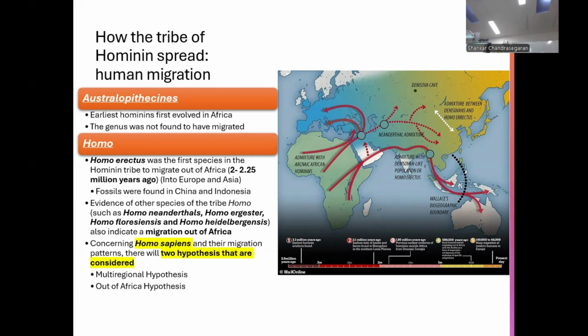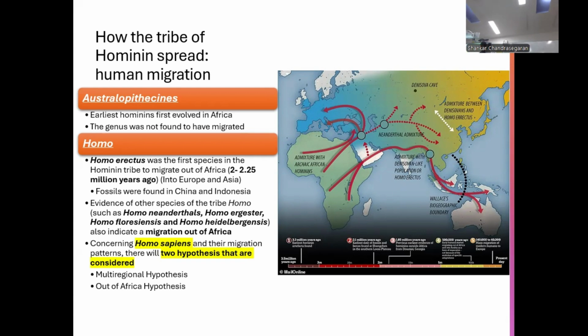So first, let's look at the genus that you guys are aware of. One of the first genuses you're aware of under the tribe of hominin is your Australopithecines, right? These are one of the early genuses involved in your hominin tribe. And one thing we know about them is that they were not migrating out of Africa. They were basically staying within the African continent and were not migrating out at any point.